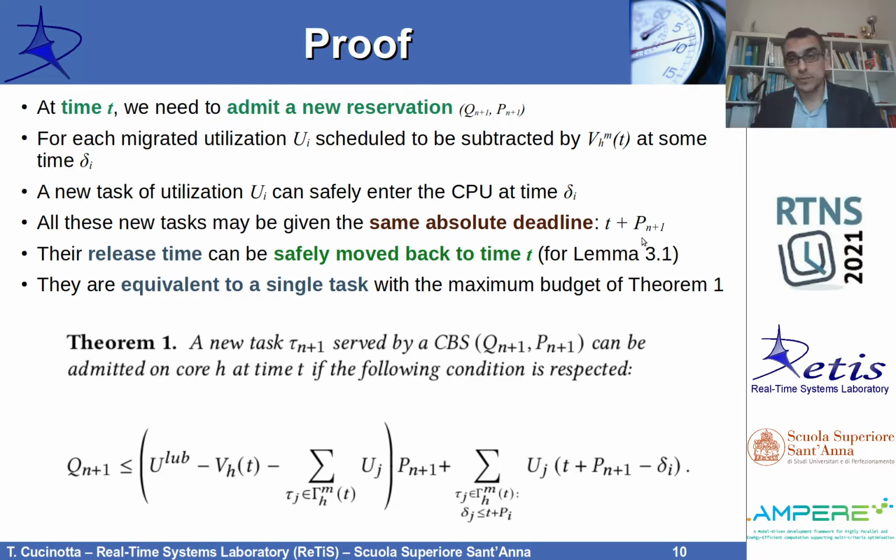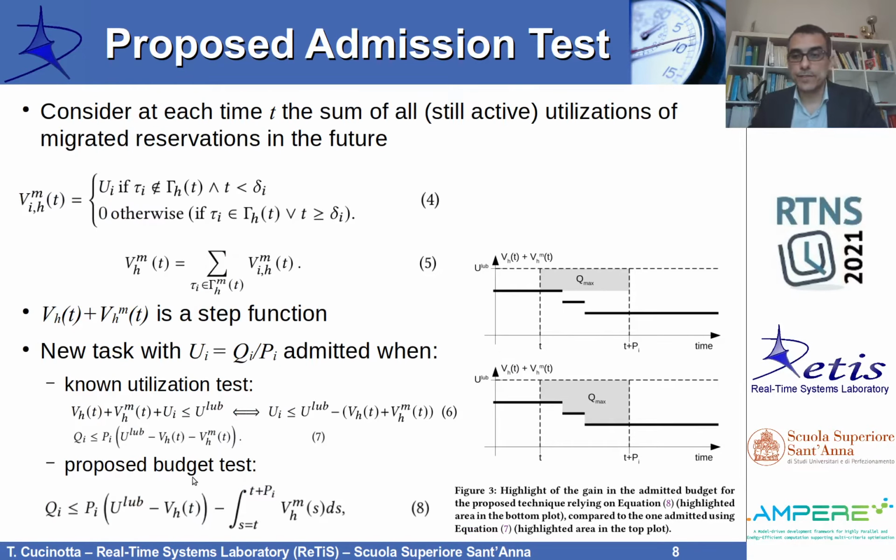However, due to Lemma 6.1, we know that we can move the release time of all these little tasks to an earlier time. Specifically, we can move it back to time t. Doing that, at time t we are releasing a number of tasks with the same deadline, which is perfectly equivalent to releasing a single task with the sum of all the budgets and the same deadline. So this way we obtain the proof of the theorem, so that the maximum budget that can be admitted is actually equal to the one visually depicted as this area in the picture.